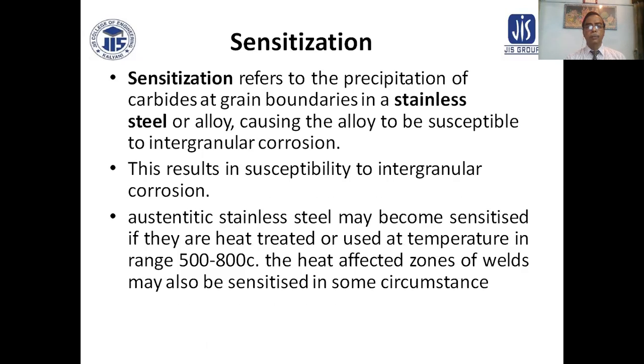Sensitization. Sensitization refers to the precipitation of carbides at grain boundaries in a stainless steel or alloy, causing the alloy to be susceptible to intergranular corrosion. Austenitic stainless steel may become sensitized if heat treated or used at temperatures in the range of 500 to 800 degrees centigrade. The heat affected zone of welds may also be sensitized in some circumstances.